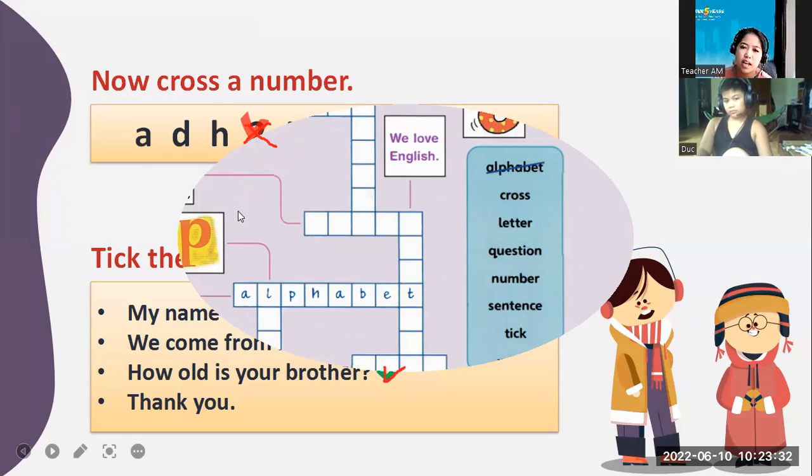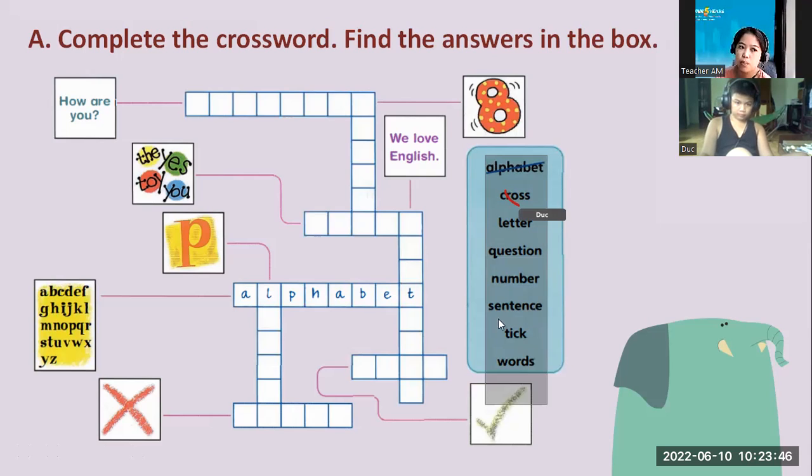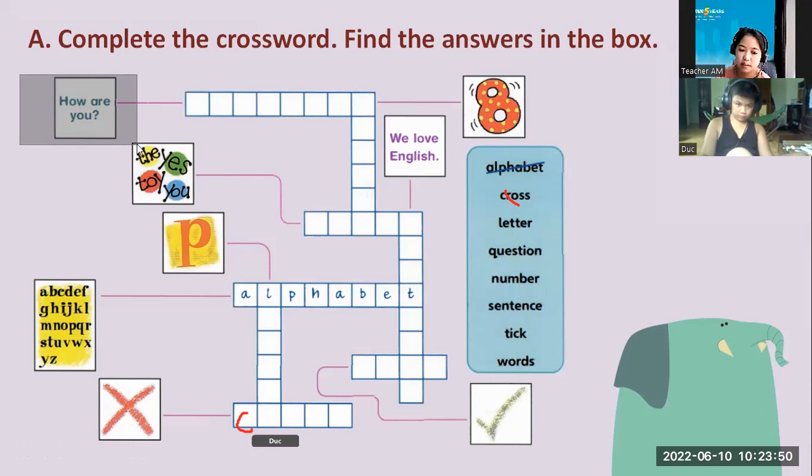Okay, so now here in part A, I want you to complete the crossword. Then you fill in the answers in the box. So we have here alphabet, cross, letter, question, number, sentence, tick, or words. So for this one, how are you? What is this? Okay, so you can do that one. Take your time, Duke.